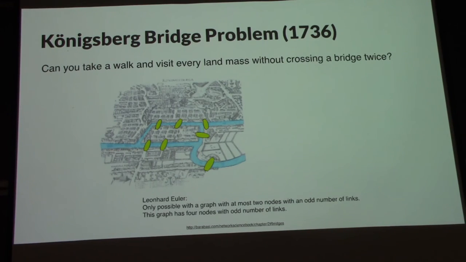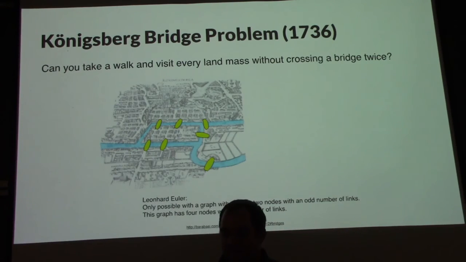Depends on where you start from. If you don't start from the island, there is no way you can. You will leave out a bridge, or you will take a bridge twice on the island, because there are five bridges. Yes, but you want to cross every bridge exactly once. Sorry, that is imprecisely formulated. And it's not possible, actually.